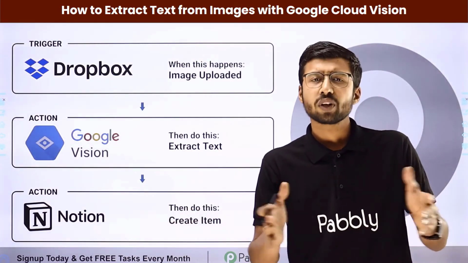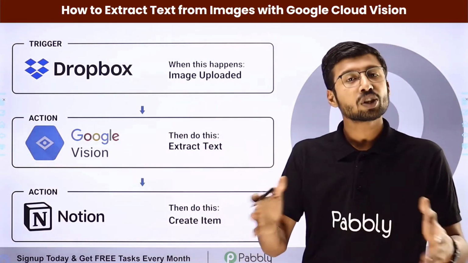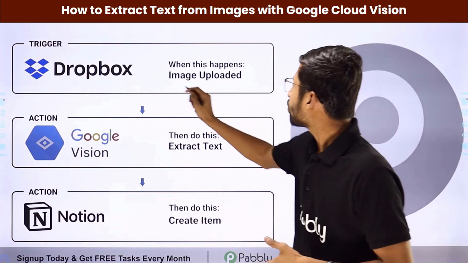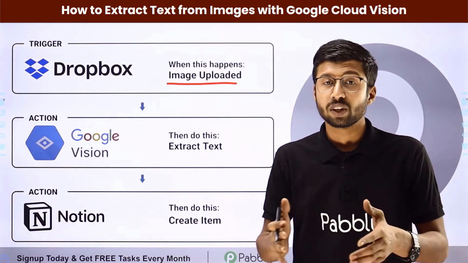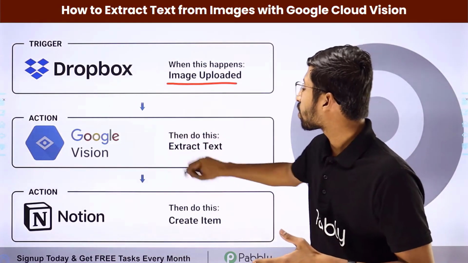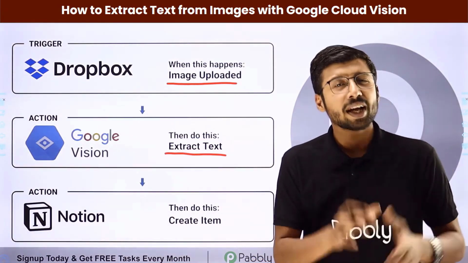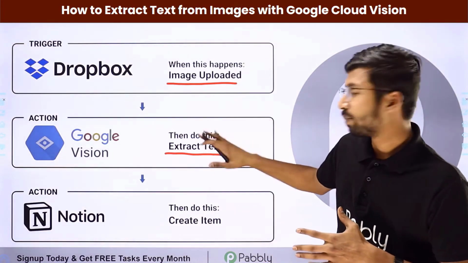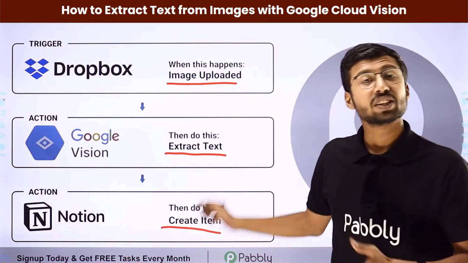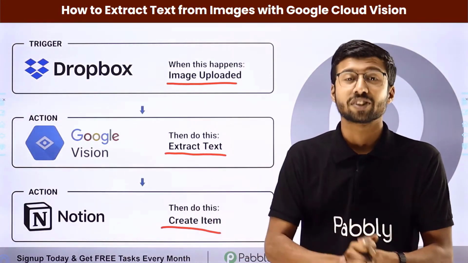Now suppose for an example, you are adding those images with some text into your Dropbox. So this automation will be like, whenever you are going to upload an image with some text in Dropbox, automatically this automation will trigger, and then using Google Cloud Vision, we are going to extract the text we have in that image. And after extracting the text, we are going to add all the details of the image and the text from that image into a Notion database as a new item. Instead of Notion, you can send the same data to some other application as well.